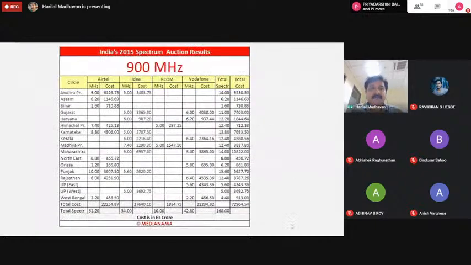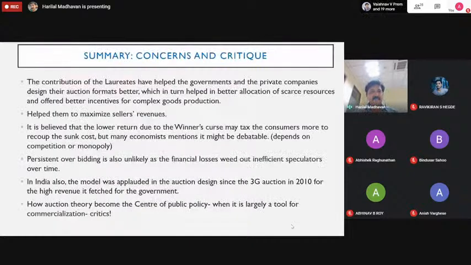So if you look at India's 2015 spectrum auction results, you see that different states have been taken by different companies: Airtel, Idea, Reliance, Vodafone. This is also based on a simultaneous bidding process, where in some cases companies have joined together. For example, in the case of Kerala, Vodafone and Idea have joined together and taken the band.